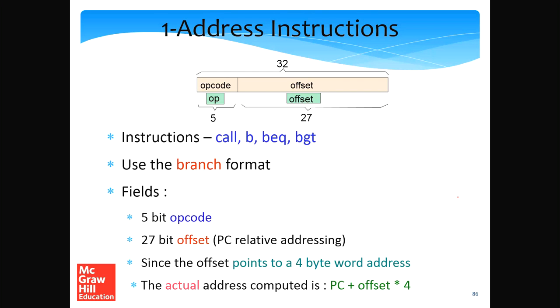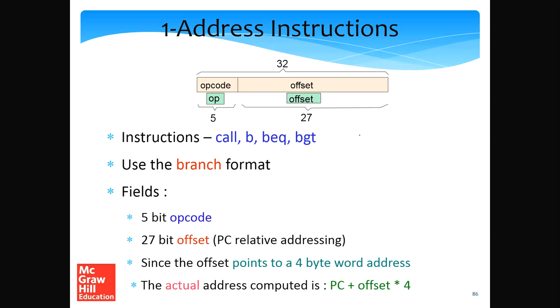Now let's look at our one address instructions. So we have 4 such instructions. They are call, unconditional branch B, branch if equal BEQ, branch if greater than BGT. So they use what is called the branch format, which we'll define right now. The top 5 bits remain the same, the 5-bit opcode. The remaining 27 bits specify an offset. So it's PC relative addressing. This is a signed number which is added to the PC. So essentially we can add something or subtract something. As I said, it's a 27-bit signed number which is added to the PC.